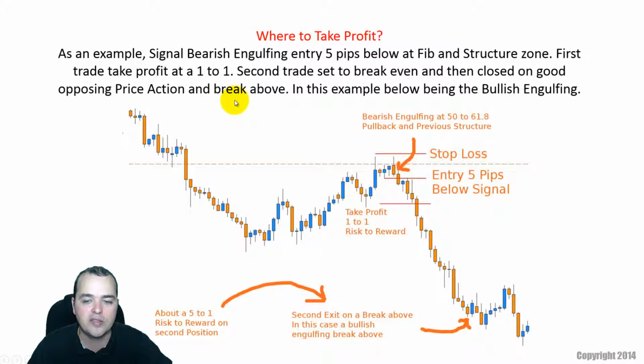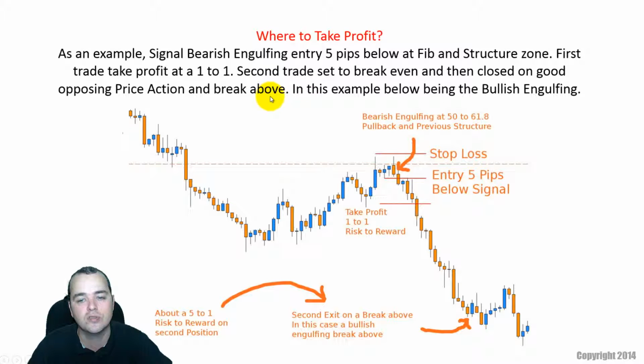Here's another example. Now this is another example with candlestick price action for exits. And these are the sort of examples where they show the potential of what can actually happen. So let's have a look at this. As an example, signal bearish engulfing, entry 5 pips below at fib. What I mean by fib is the 50 to 61.8 and structure zone. We've got this structure zone drawn in here from the past. First trade takes profit at a 1-to-1. As you can see, this is a 1-to-1 zone. Second trade set to break even and then close on good opposing price action and break above.